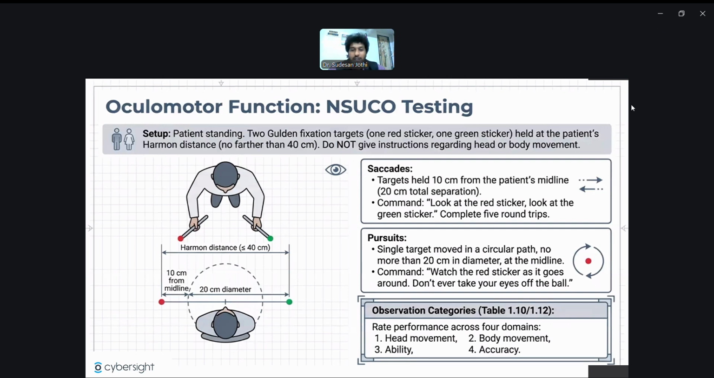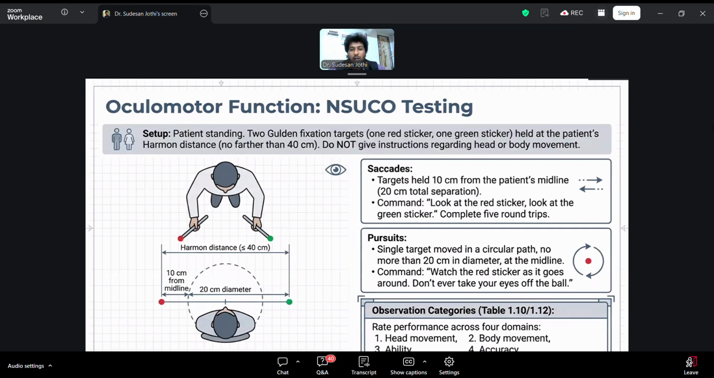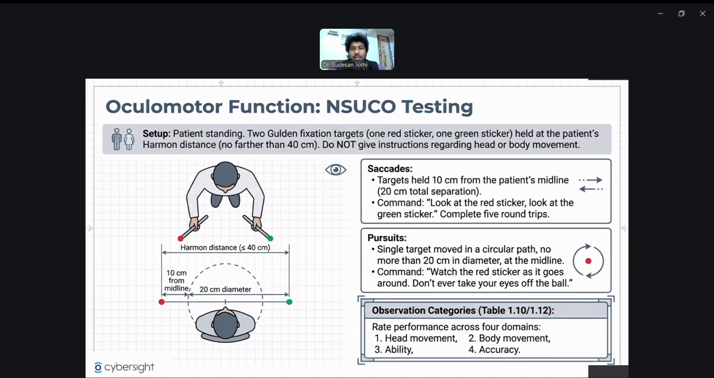Declined accuracy, okay, done. Significant head movements or poor tracking indicate that it should rule out ocular motor dysfunctions.